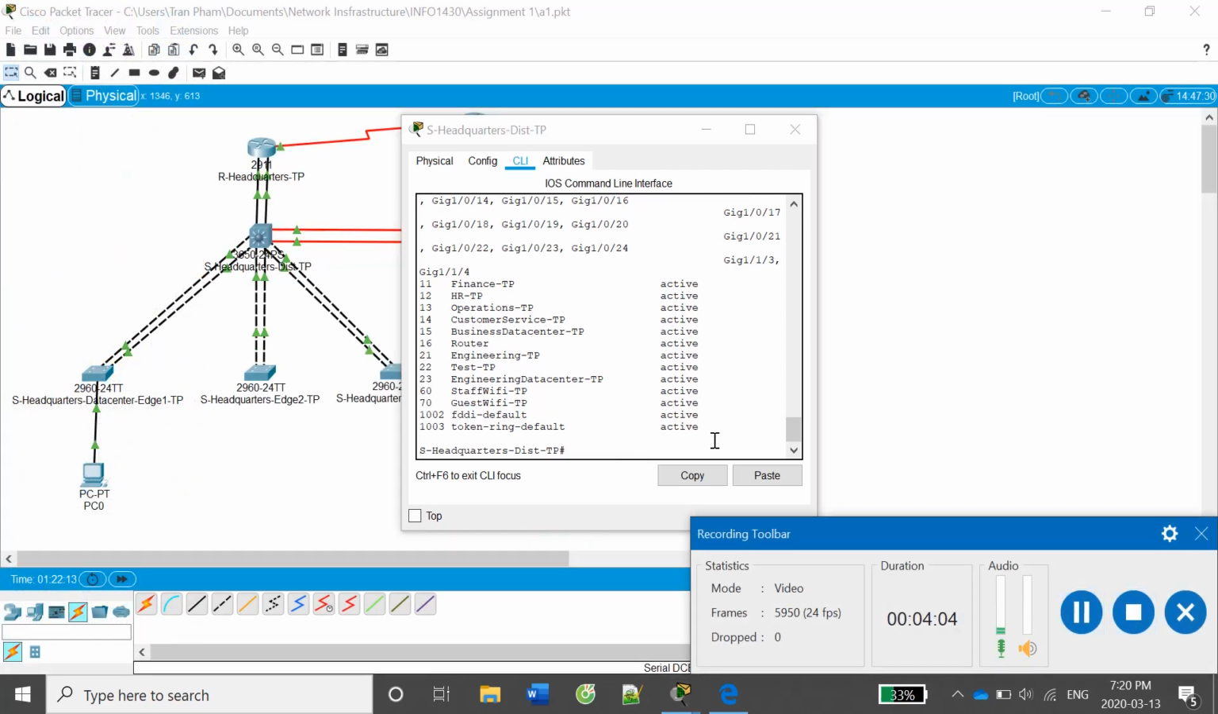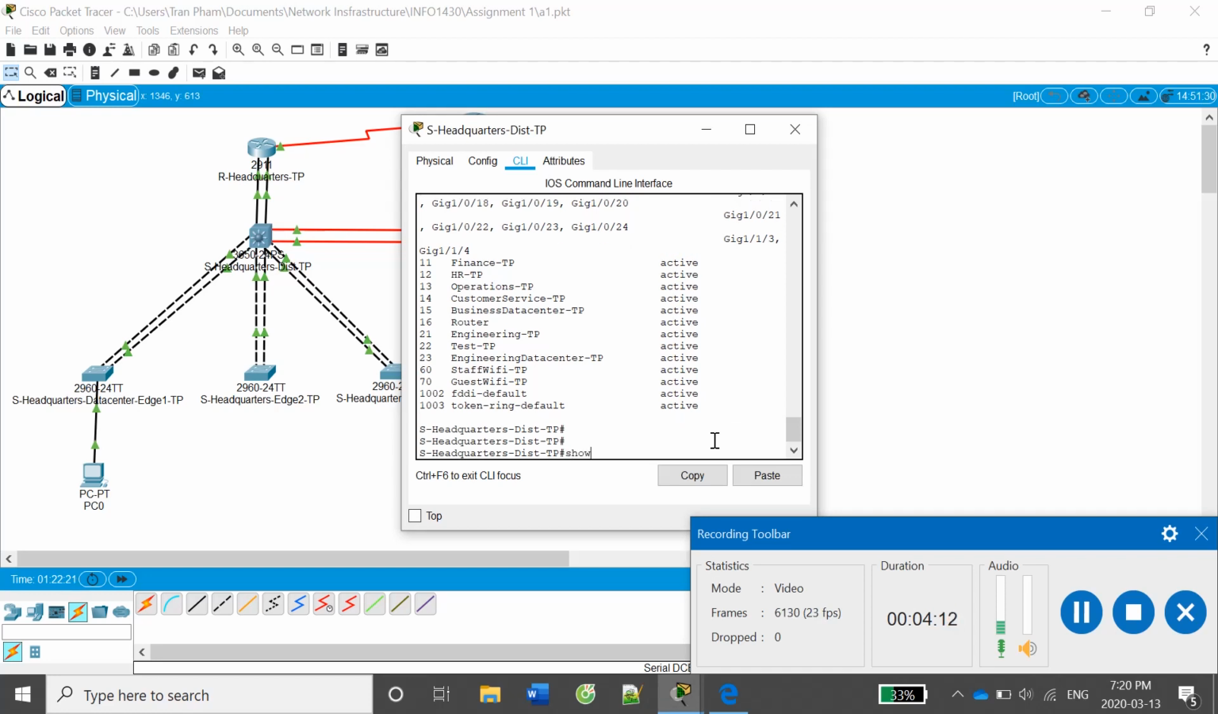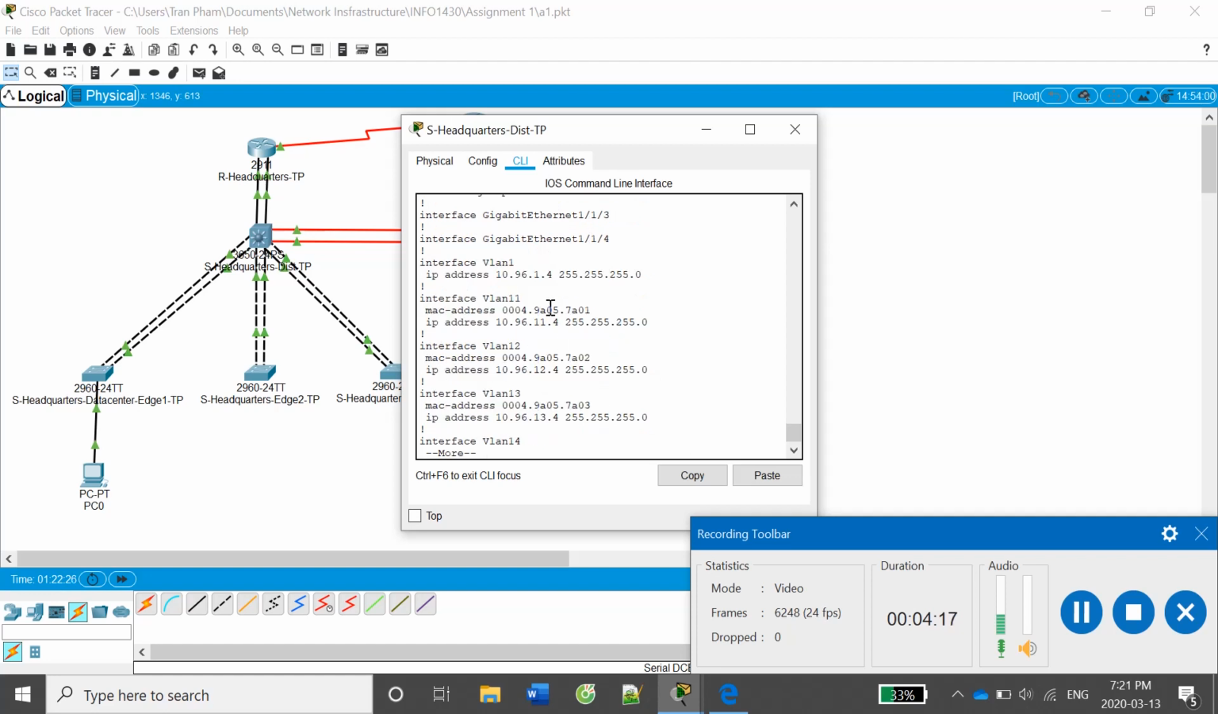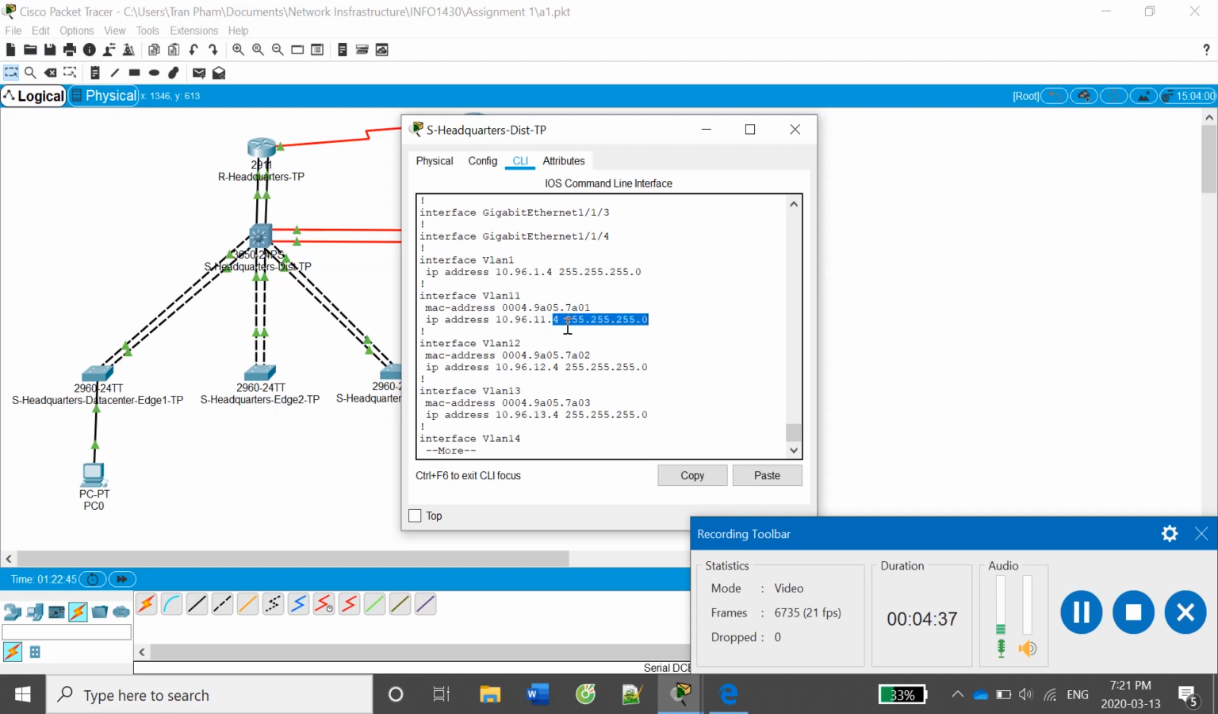For the IP address of each VLAN, I'm going to show you. The third octet is the VLAN ID. So for VLAN 1, the third octet will be 1, and the same for VLAN 11, the third octet is 11. The second octet is the last two digits of my student number. For the last octet, I just pick 4.